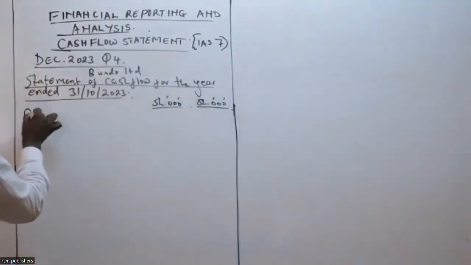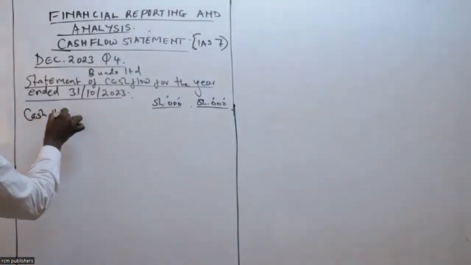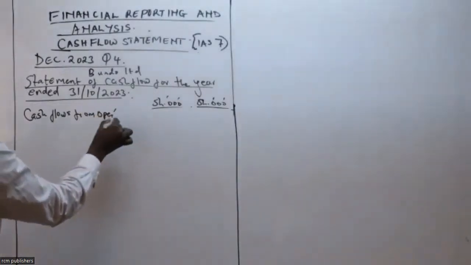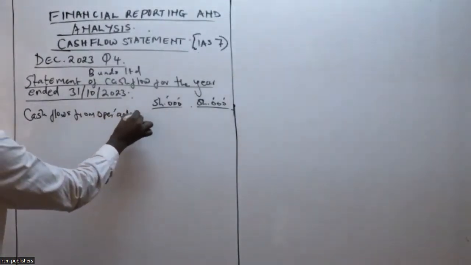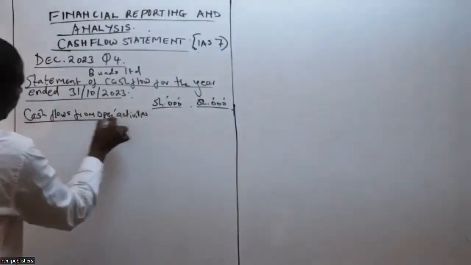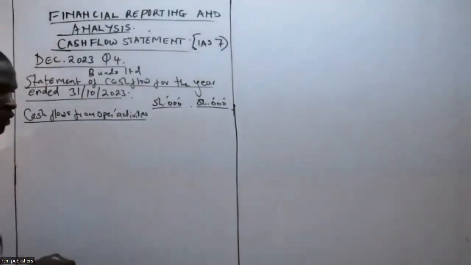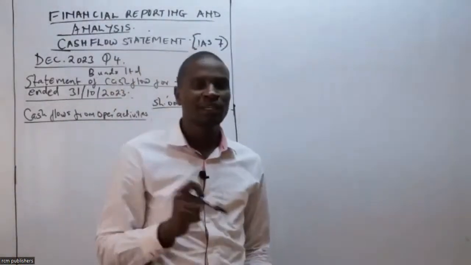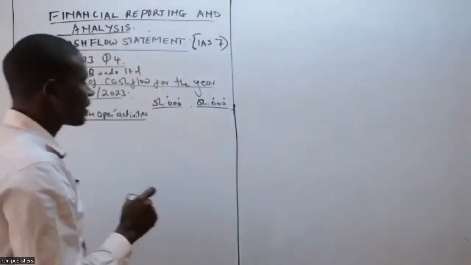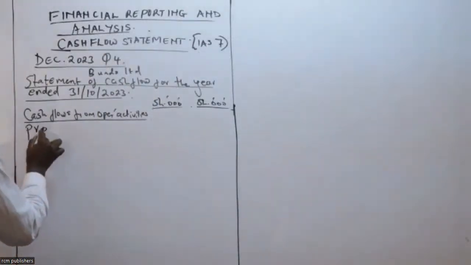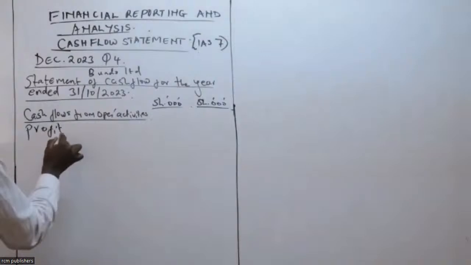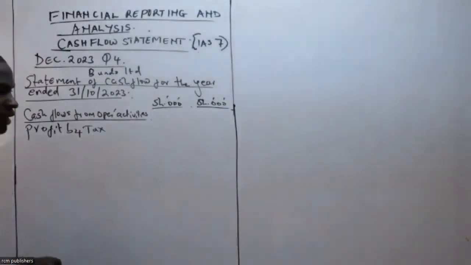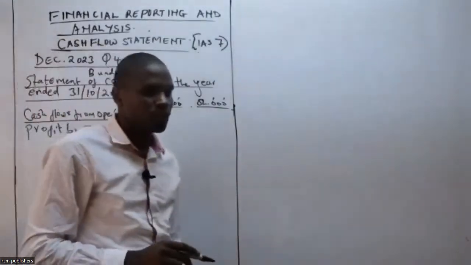So the first thing is the cash flows from operating activities. And then under cash flow from operating activity, if you can clearly remember what we had learned from the format, we start with the profit before tax. Now, can you check from the question? Give me the profit before tax for this question.